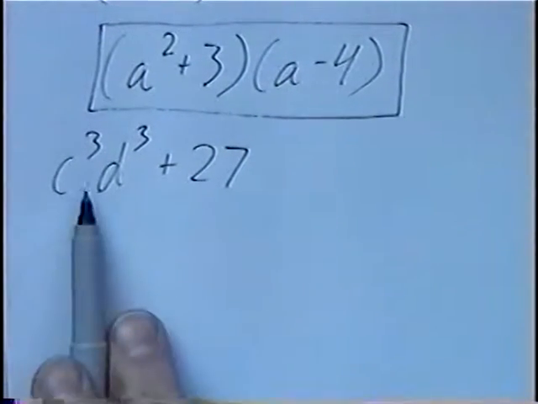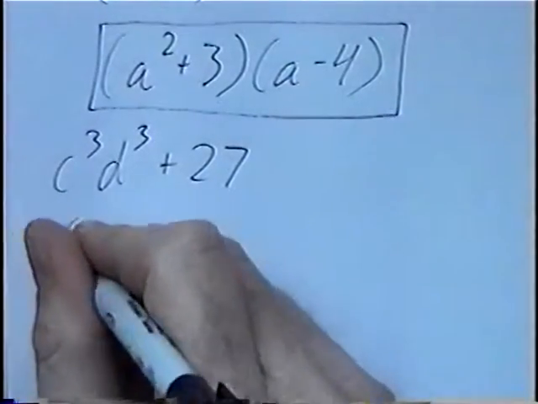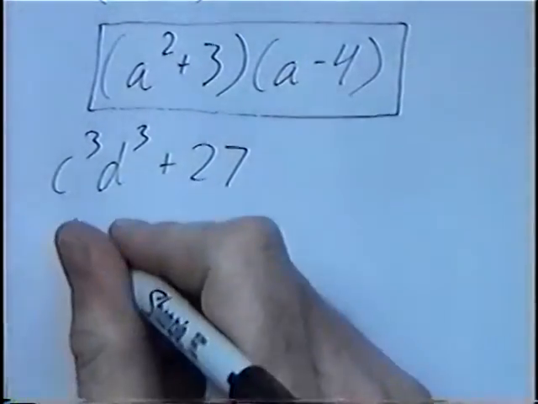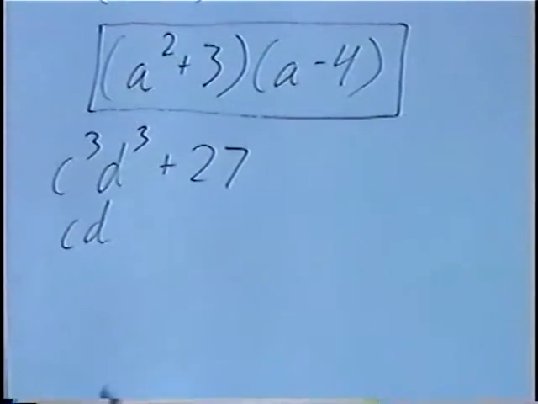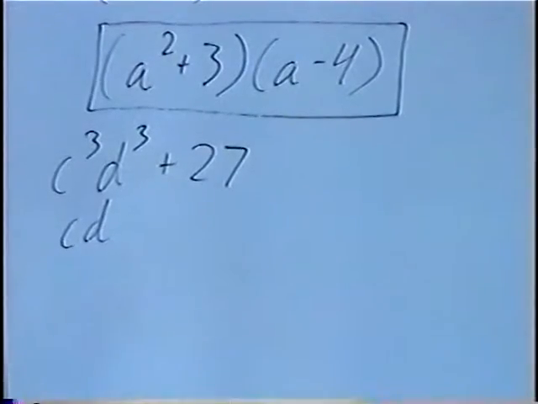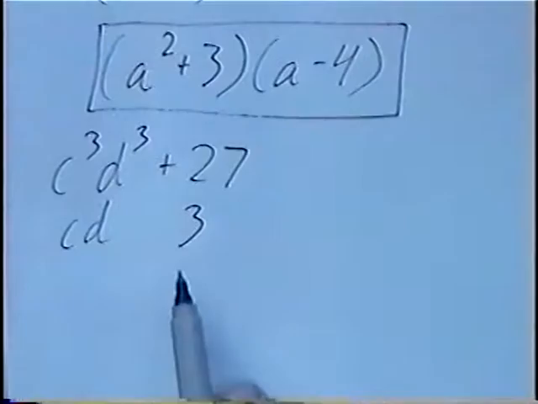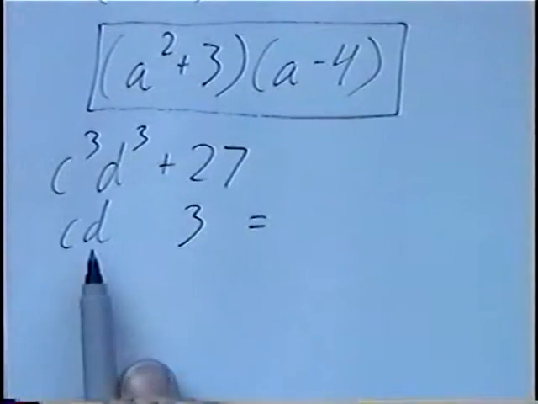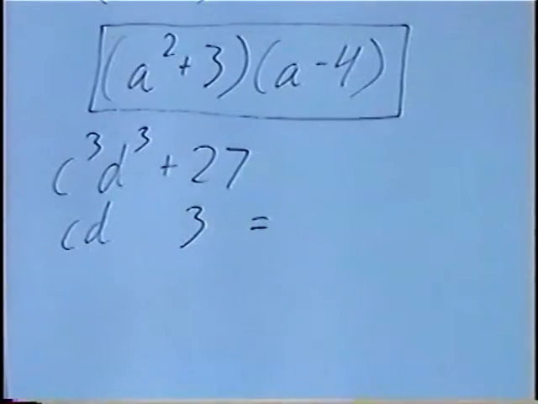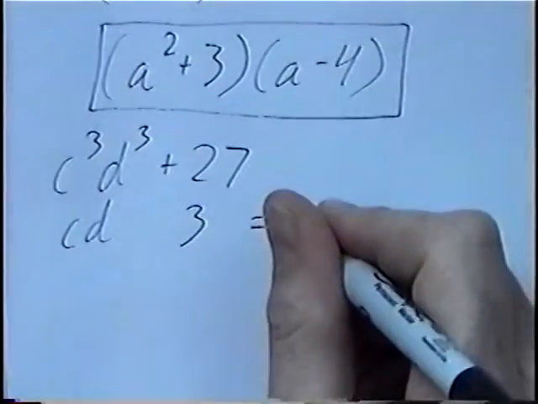To factor this, it's a good idea to take the cube root of each of these. C cubed would just be c, and d cubed would be d. For 27, the cube root is the number that times itself 3 times gives 27, and that number would be 3, since 3 cubed is 27. Once we have the cube root of each term, we can fill in the formula for sum of cubes, where this will be a and this will be b.